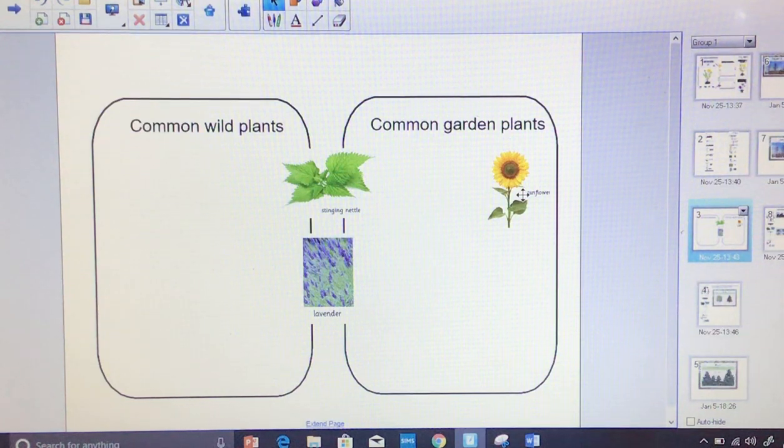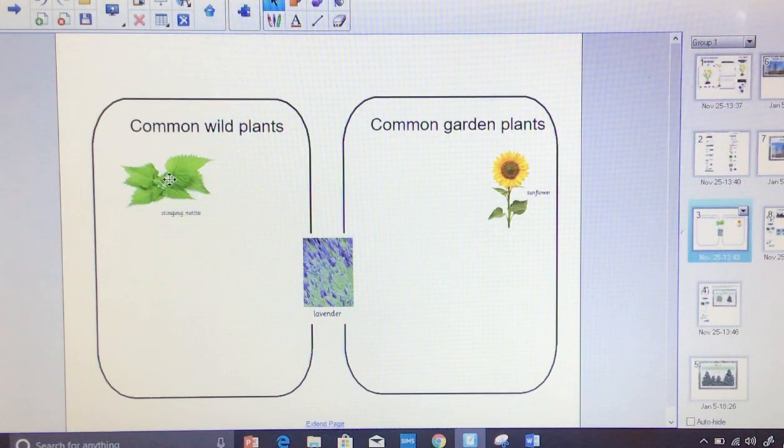Now you can cut these out and stick them on your bit of paper, or if you don't want to do that, you can draw them. It's up to you how you want to do it. I've got a stinging nettle. Now, is a stinging nettle a wild plant or a garden plant? That's right, it's a wild plant.